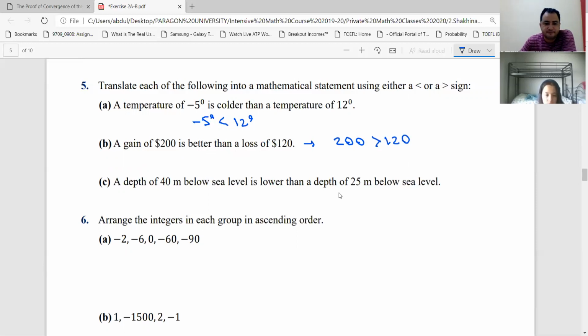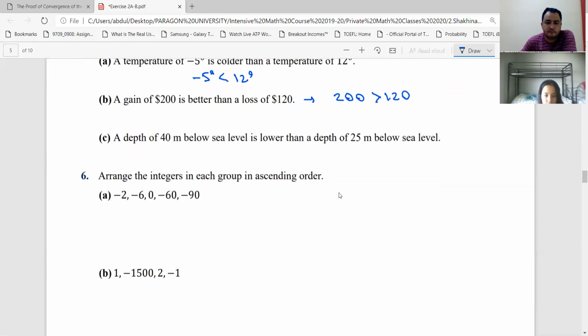All right. C. A depth of 40 meters below sea level is lower than a depth of 25 meters below sea level. 40 meters below sea level, how do you write it? -40, right? Because below sea level it is negative. Above sea level it is positive. The sea level, we take it as 0.